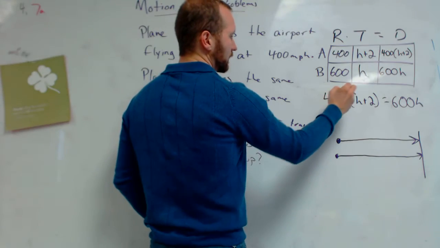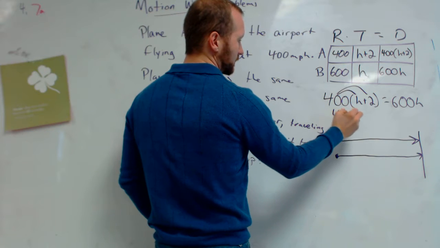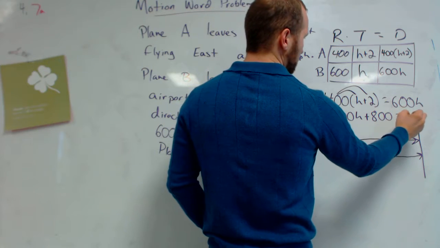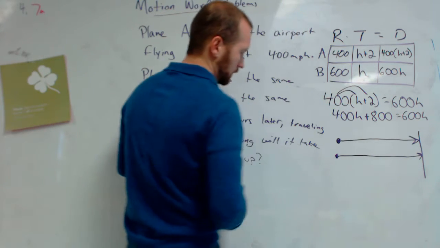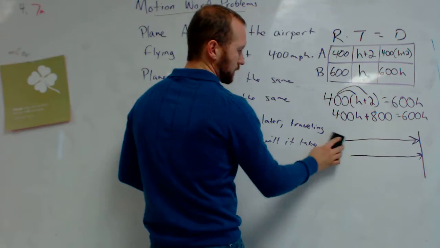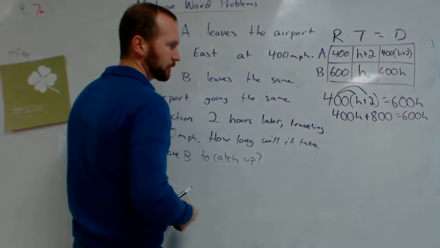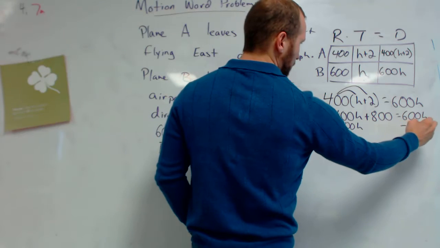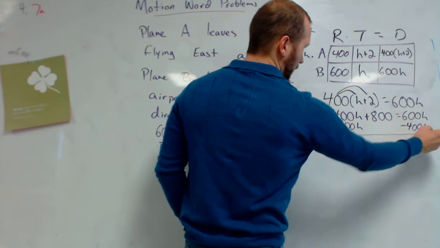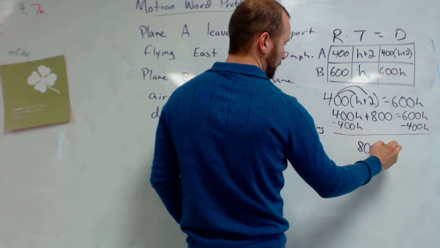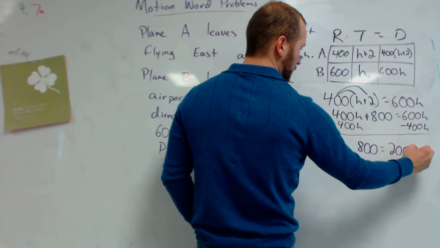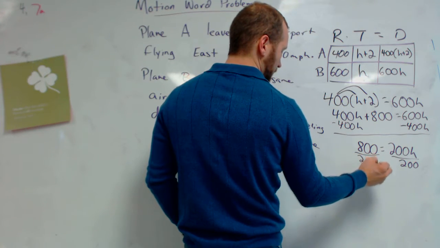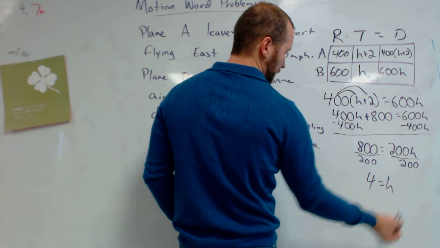Now I have to use the distributive property to solve this one. 400H plus 800 equals 600H. I'm going to erase that. The next step that I would do here is subtracting 400H from both sides. Now I have 800 equals 200H. And we can just divide. So then I get 4 equals H.